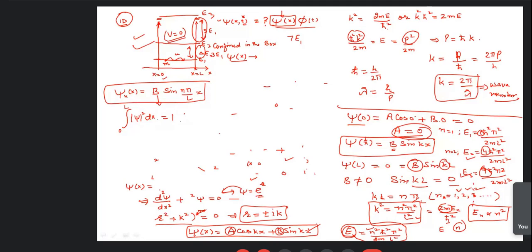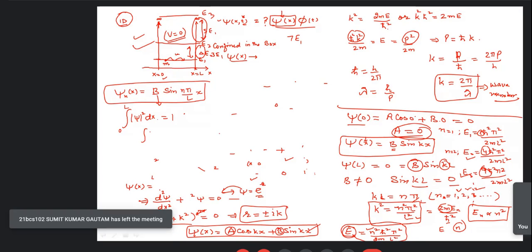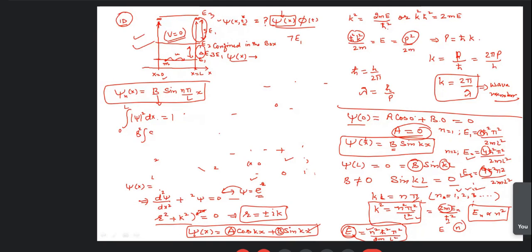So let me use this normalization condition to find B. I can write the integral of psi square; the wave function here has b square, which I can write outside the integration. It is b square sine square of n pi over L x dx, and integration from 0 to L to include the whole volume of this box. And now you can integrate, and you know how to integrate.